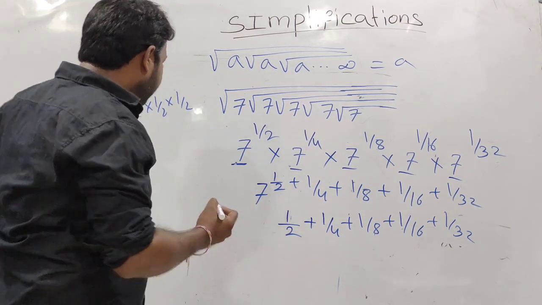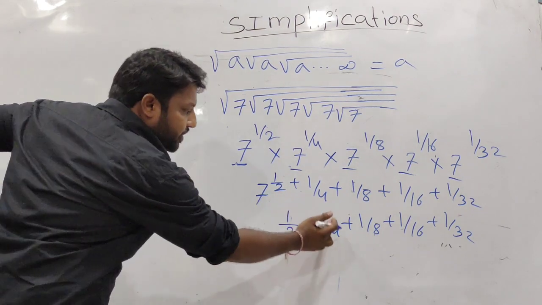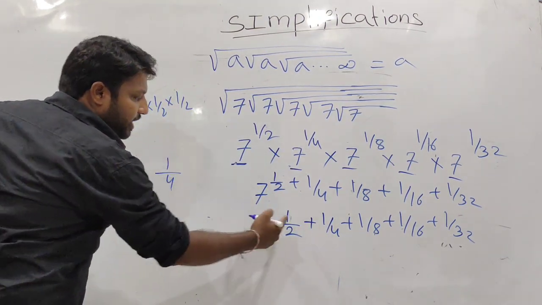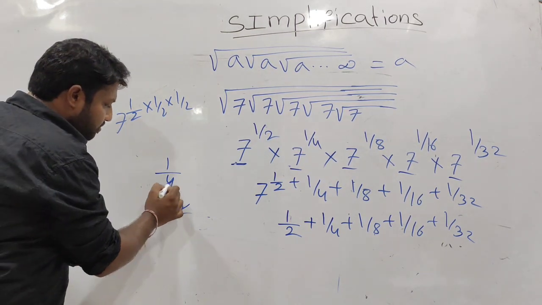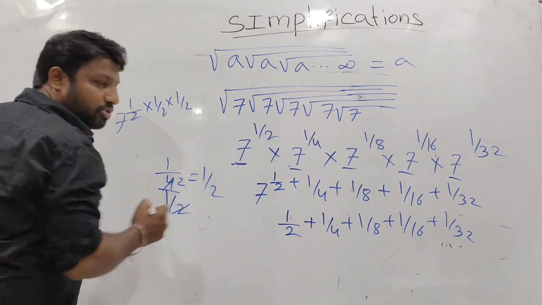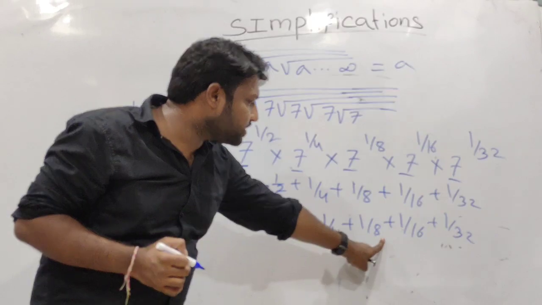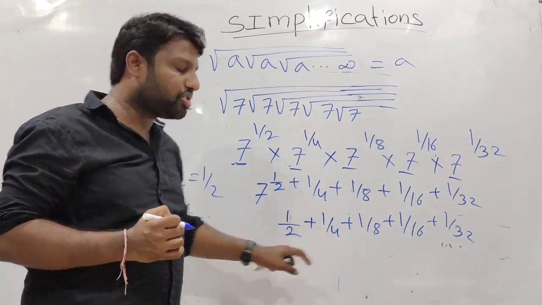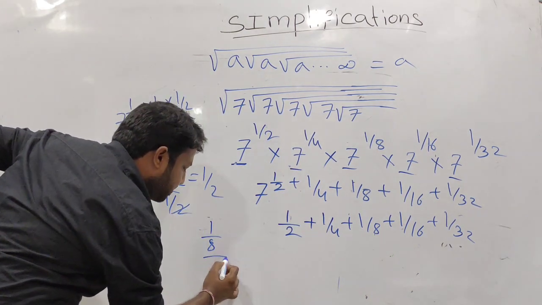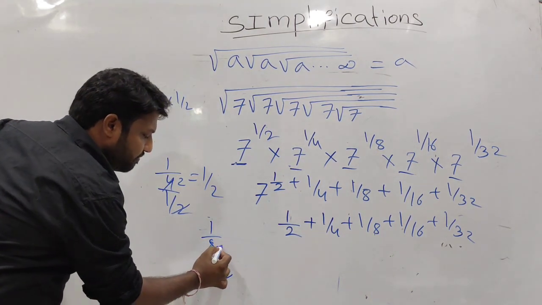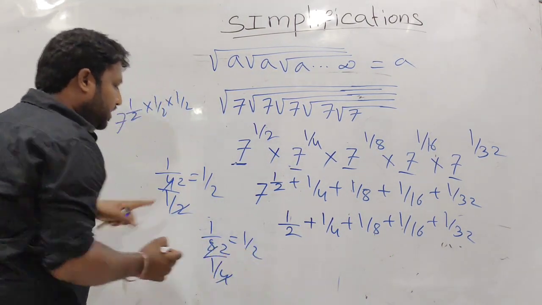Now take the difference of these two numbers. Not difference, ratio. 1/4 divided by 1/2, what are you getting? 2 ones are 2, 2 twos are 4. You are getting 1/2. Next take this term and this term: 1/8 divided by 1/4. How much are you getting? 4 ones are 4, 4 twos are 8. You are getting 1/2. So here also the ratio is 1/2.